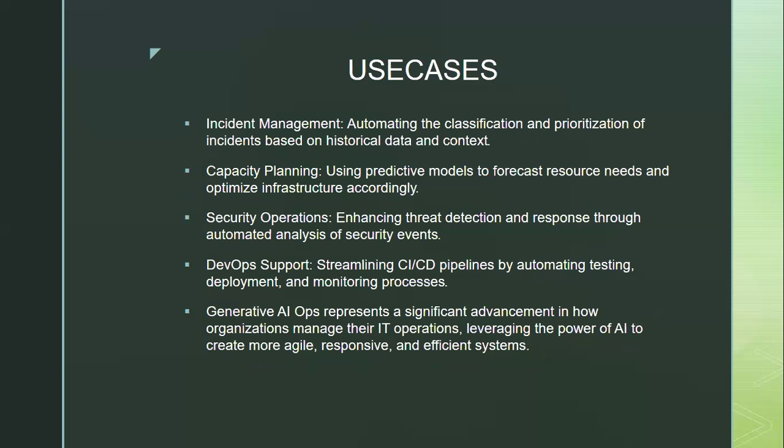So what are the different use cases, right? Incident management, capacity planning, security operations, and generative AI ops represent, you can say, a significant advancement in how organizations manage their IT operations. Also, if you want to do complete automation of CI/CD pipeline deployments, right? If you want to do capacity planning, predictive models can forecast resource needs to optimize the infrastructure accordingly, right? Apart from that, there are many such other places where you can use the generative AI concept when we are talking about generative AI ops, right?